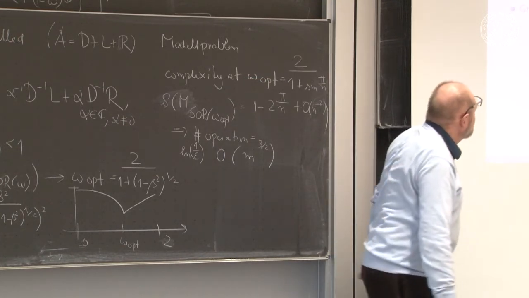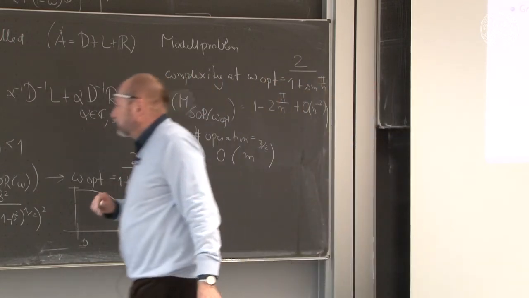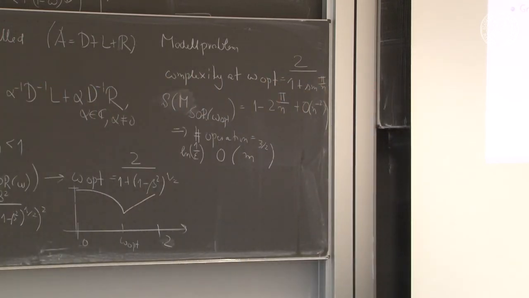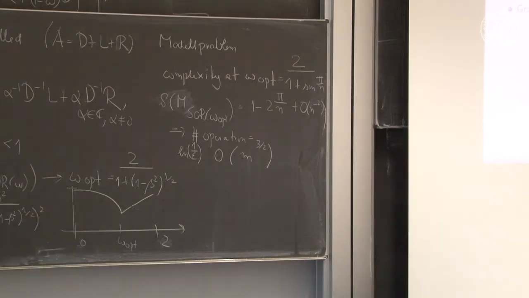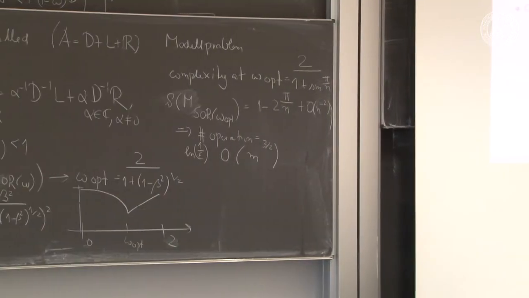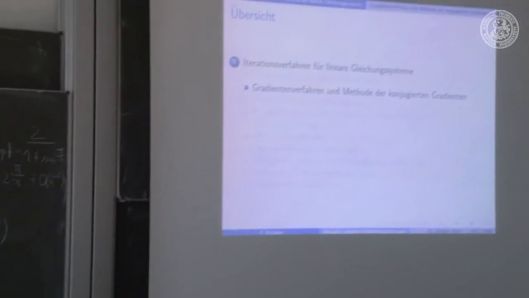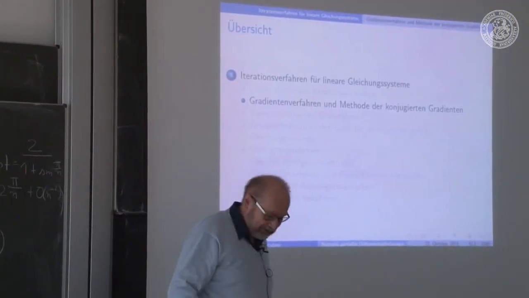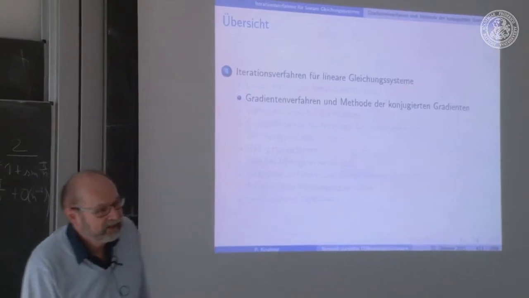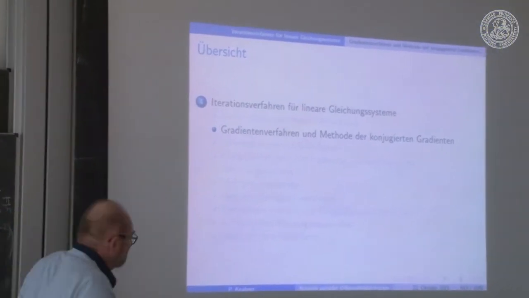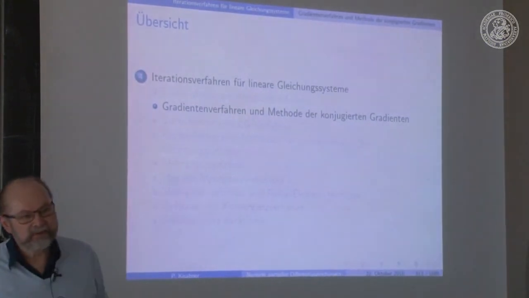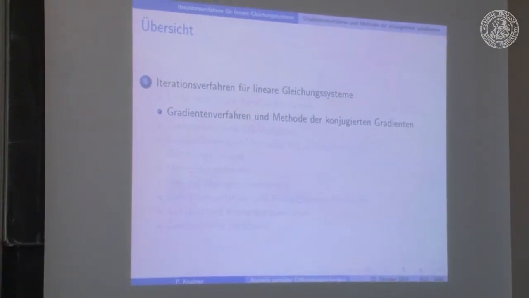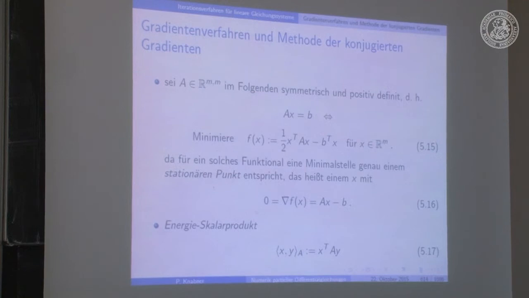Okay, and this is now something which you should all know, but as it is Christmas, we can, it's always the wrong one which I make, switch off. As it is Christmas, we can do something which you have heard already several times, namely descent methods, and in particular then the conjugate gradient method.